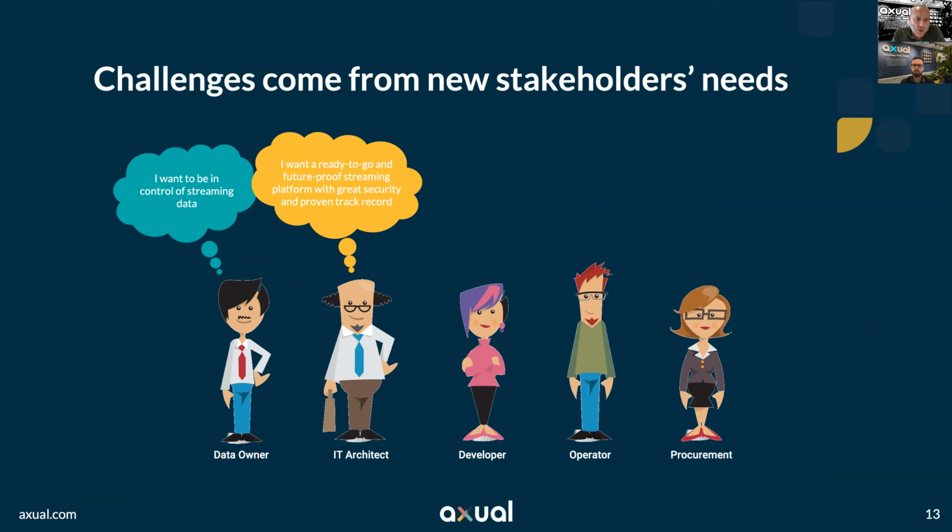If you do so, then of course, there are plenty of alternatives around Kafka, plenty of vendors to choose from. So that means that IT architects would be doing product selections. They would be looking for a Kafka that gives you good security and proven track records.